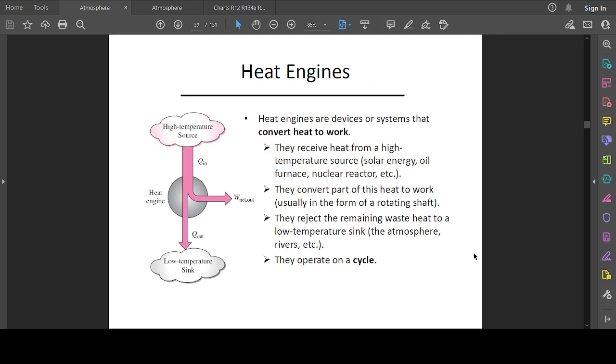Heat engines are devices or systems that convert heat to work. They receive heat from a high temperature source, which could be solar or a nuclear furnace, and use it to move a rotating shaft like in the turbine. The rejected heat is dumped back into the atmosphere. If you have seen power plants in videos or in real life, you will see cooling towers, which are more or less the condensers. Some heat is lost to the atmosphere, and in some cases they run the water off to rivers and collect fresh cool water to continue the process. This operates in a cycle.